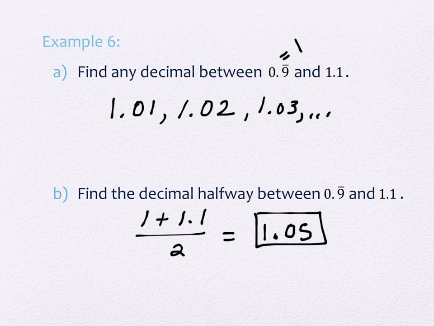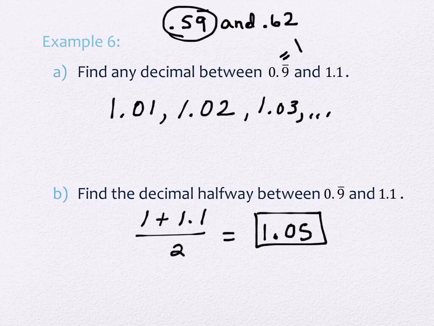Okay. So if you were working with a problem that asked something like this, and it said you want to find a value between 0.59 repeating and 0.7 or 0.62 or something like this, whatever number it gave you, the easiest thing to recognize is that the 0.59 repeating is really the same thing as what?